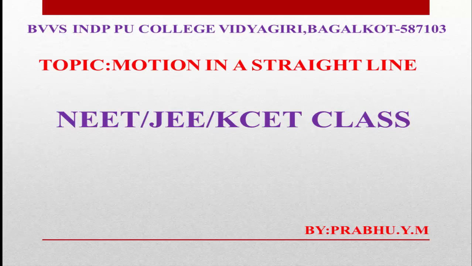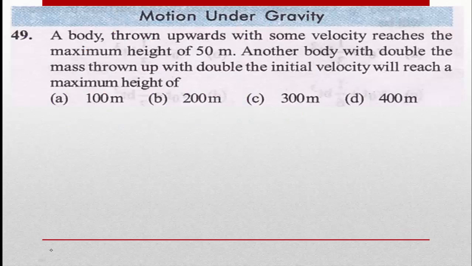The first question is, question number 49 in your notes. A body thrown upwards with some velocity reaches the maximum height of 50 meter. Another body with double the mass thrown up with double the initial velocity will reach a maximum height of.